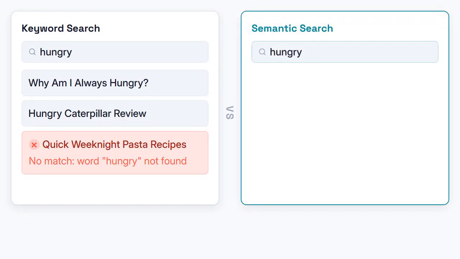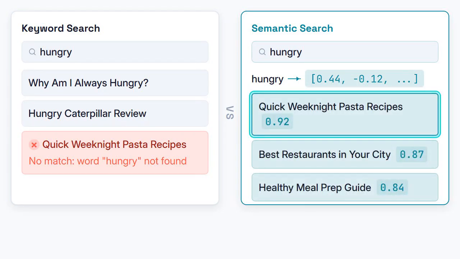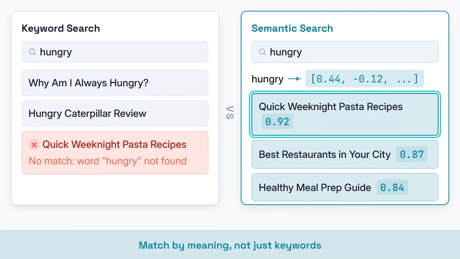Semantic search works differently. It embeds your query into a vector and finds documents whose vectors are closest in meaning. Now, hungry surfaces cooking articles, restaurant reviews, meal planning guides, all related by meaning, not by matching letters. This is what powers modern search and tools you use every day. Every time a search engine seems to read your mind, there's an embedding working behind the scenes.